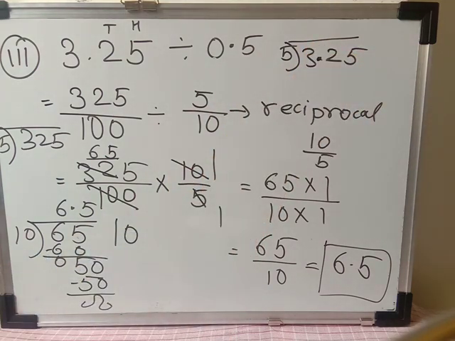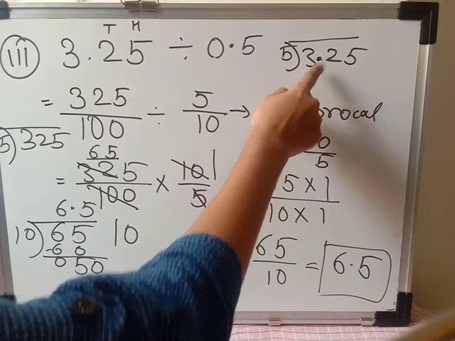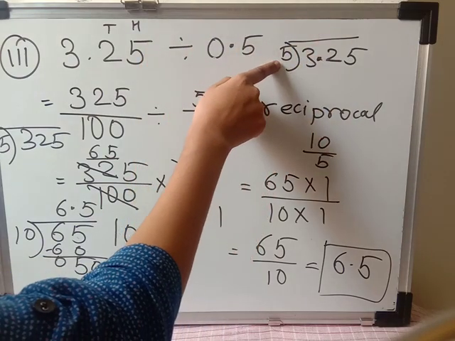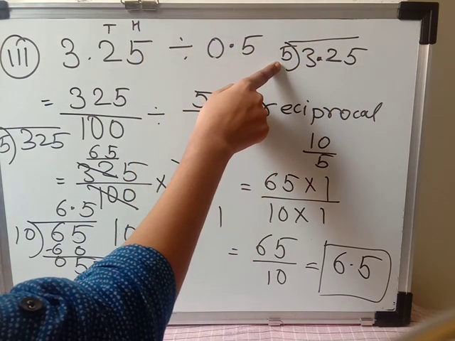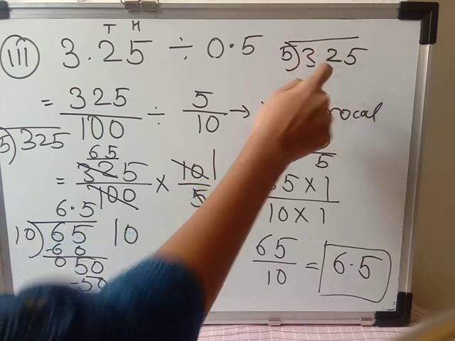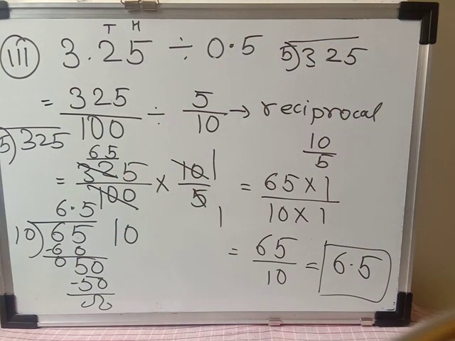Okay, so let's see another example. But students, remember one more important thing. Here we didn't take the decimal. It means you have to remove this decimal also and then solve. You will get the same answer.